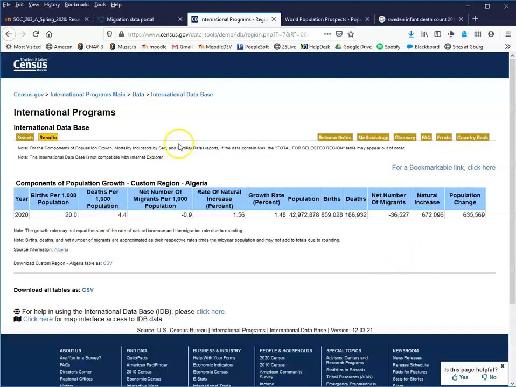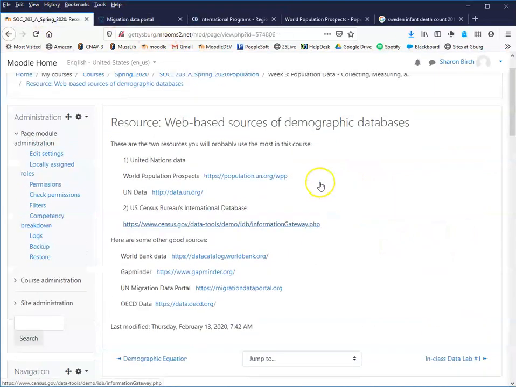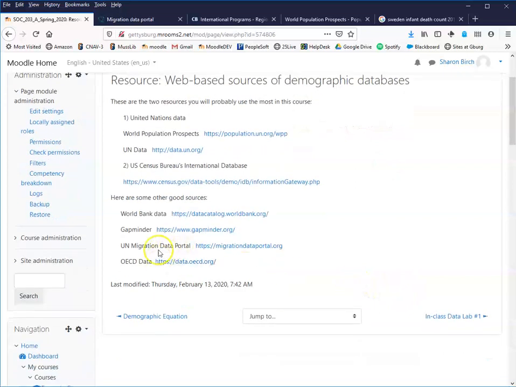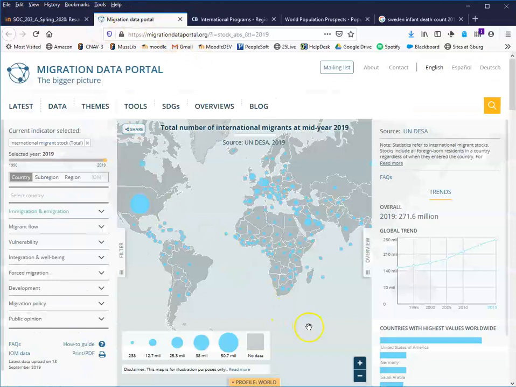But it's not getting us our in-migrants and our out-migrants. That's our net. We don't know how many people left and how many people came in. So we're going to need to go someplace else for that. Here, this is week 3, resource web-based sources of demographic databases. I've added these 2. And the UN Migration Data Portal is fairly easy to use.